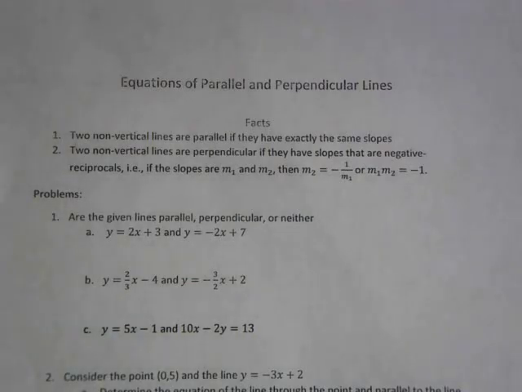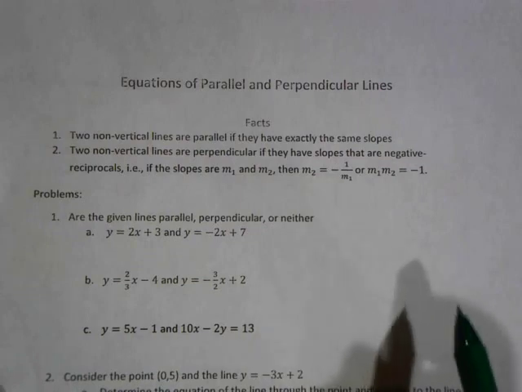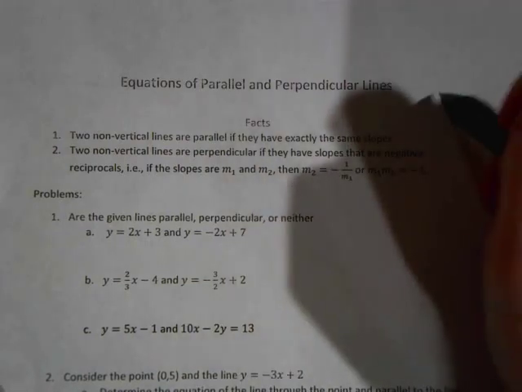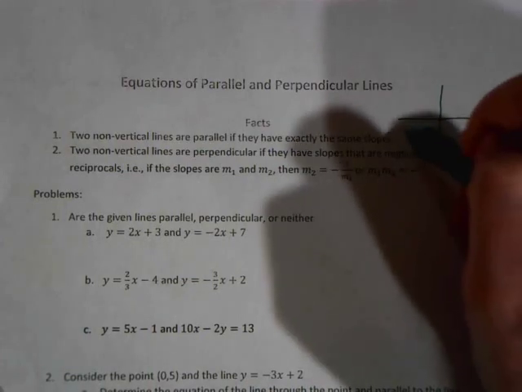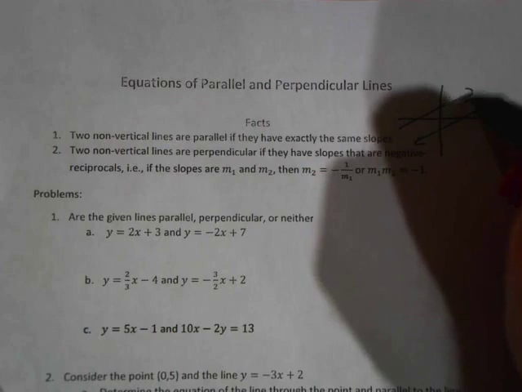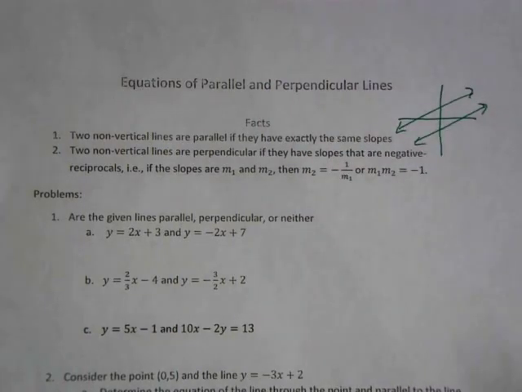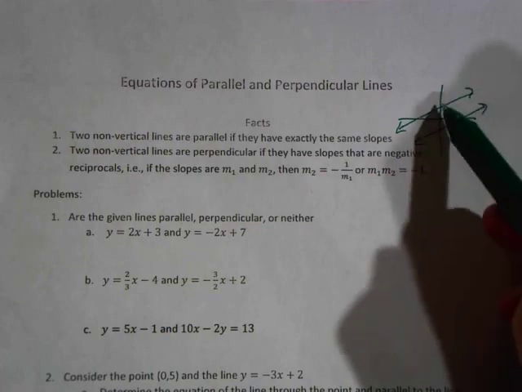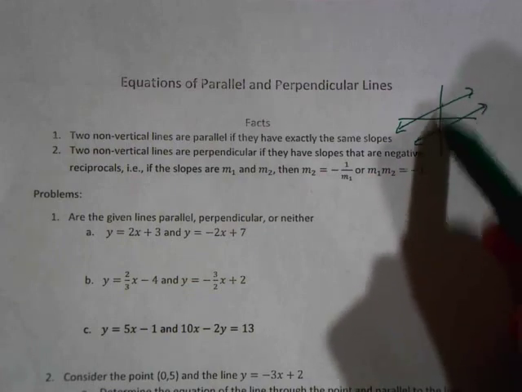Today we're talking about parallel and perpendicular lines, and we start with a couple facts. Two non-vertical lines are parallel if they have exactly the same slopes. Well, that makes sense because just think of what a picture would look like. Two lines that are parallel, slope tells us about the steepness. So for them to be parallel, they have to have the same steepness, they just have different y-intercepts.